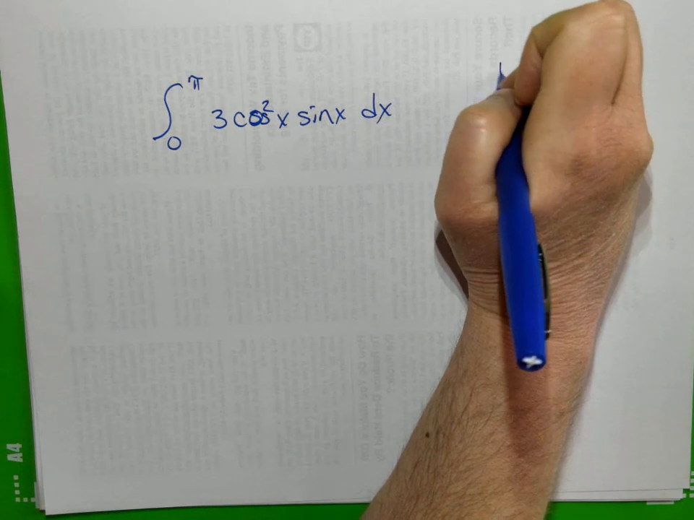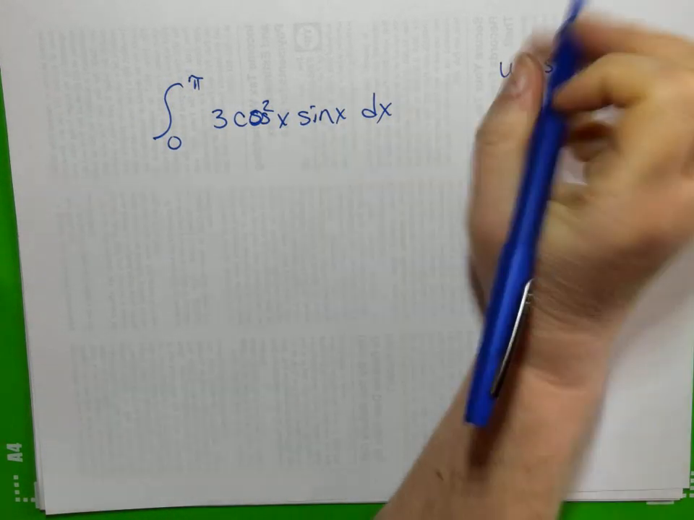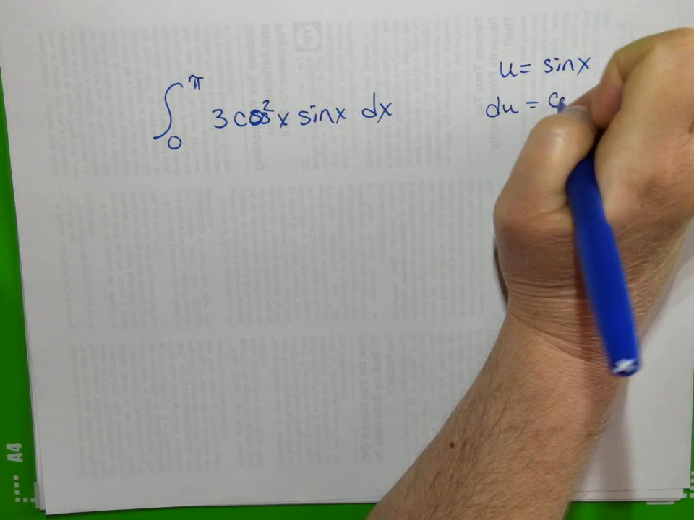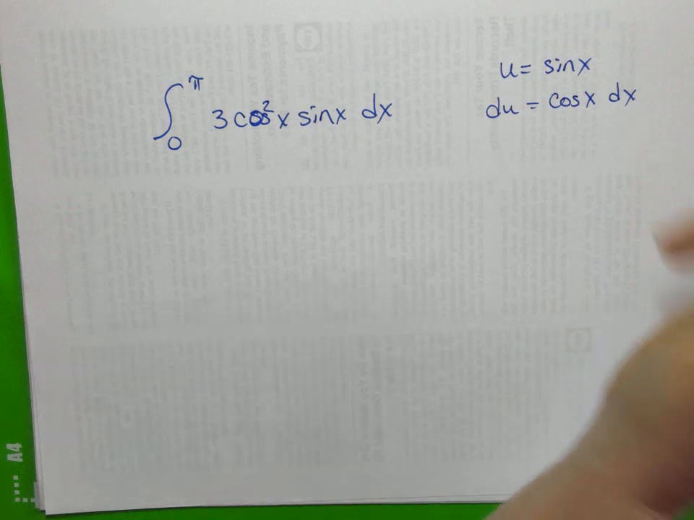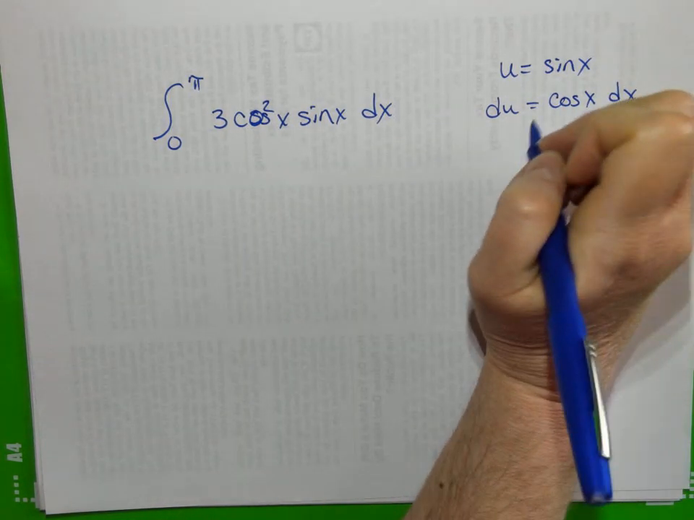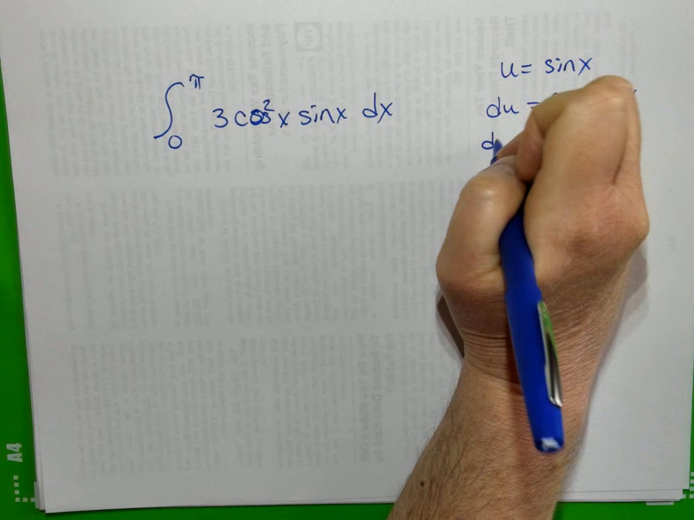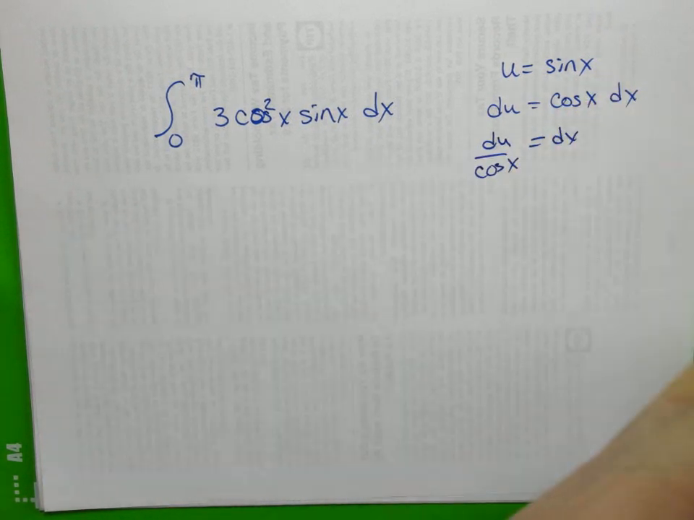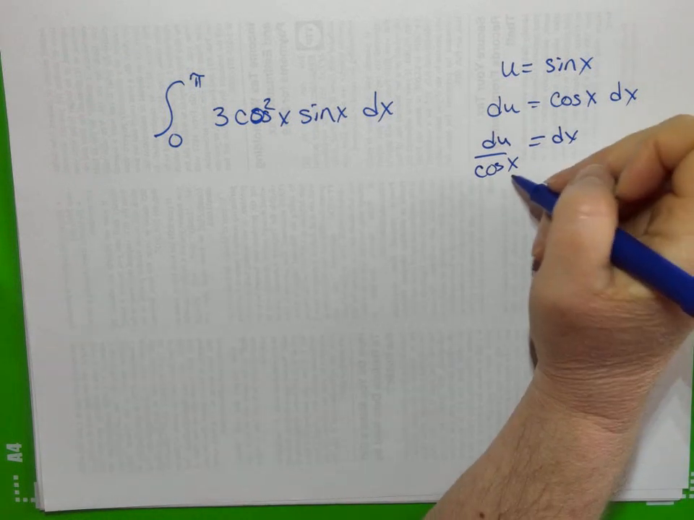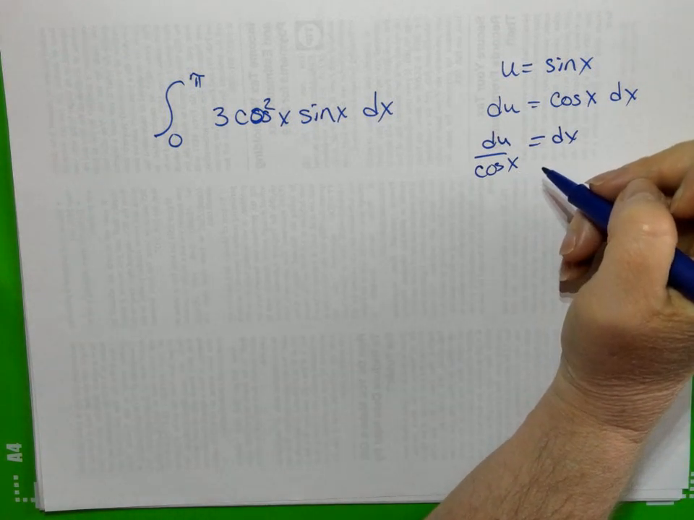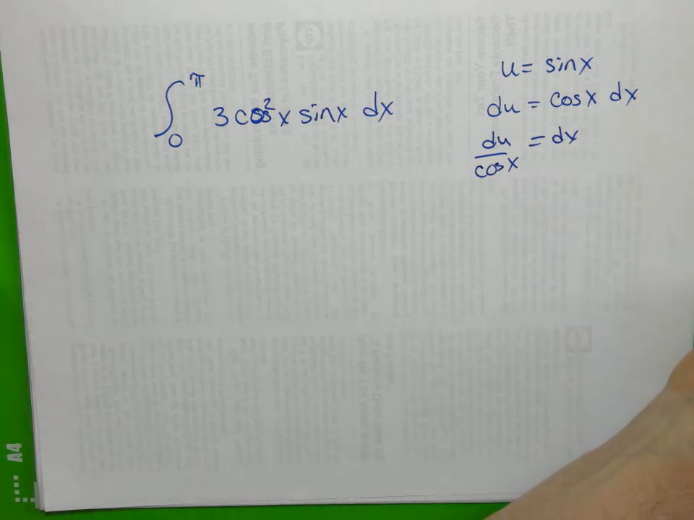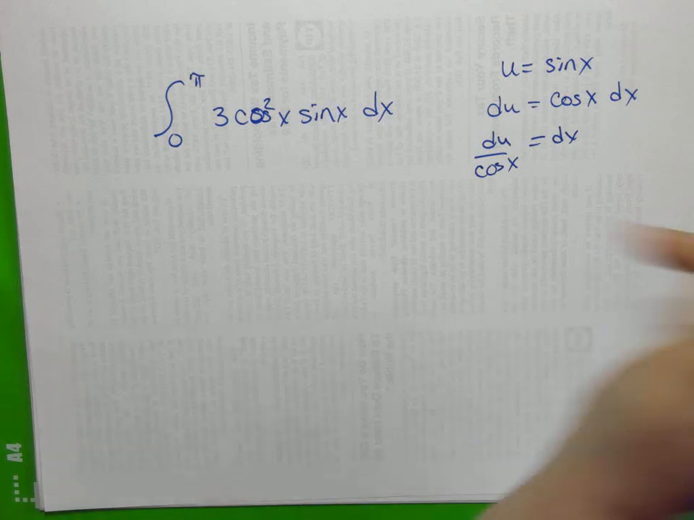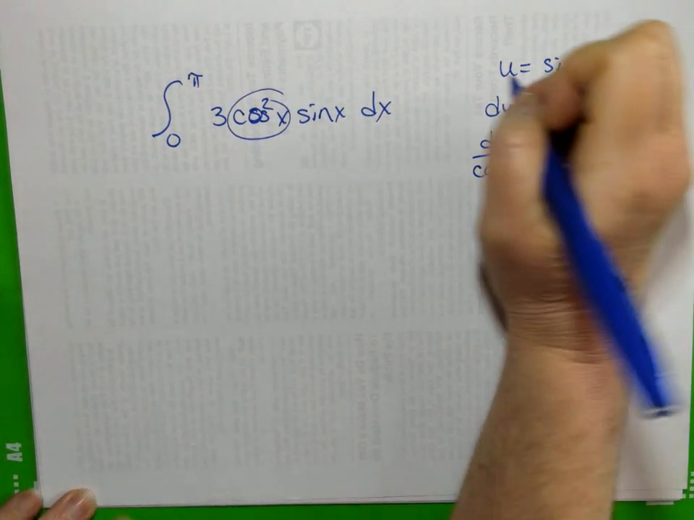Let's try. If u is the sine of x, then du is the cosine of x dx. Okay, that makes sense. Let's see. So dx is du over the cosine of x. I agree with that. I think I'm going in circles. Oh, you know what? This one's squared. Let's cross that out.